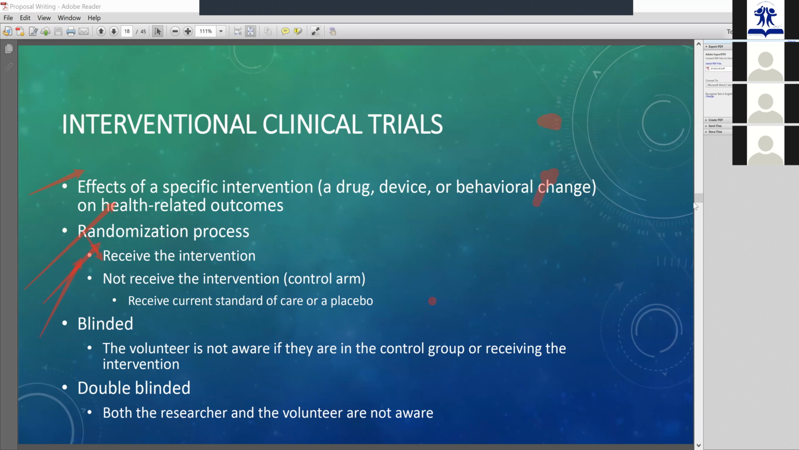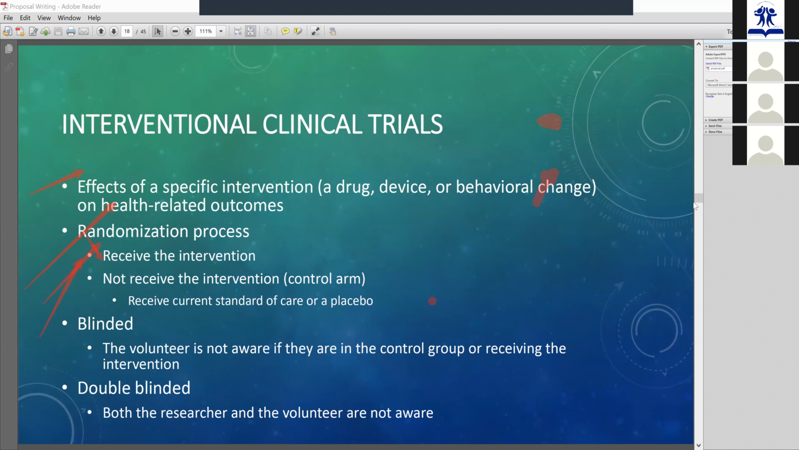So we have 2 types of clinical trials. Interventional clinical trials are those in which you do an intervention. You randomize the patients and cases, putting some in one category and the others in another category. And you give the normal drug, the drug that has routinely been used, or a placebo.